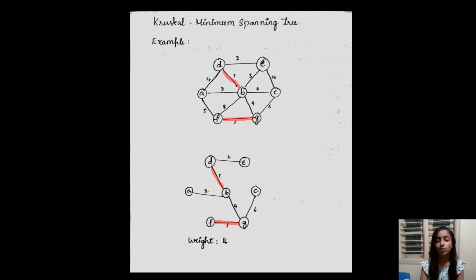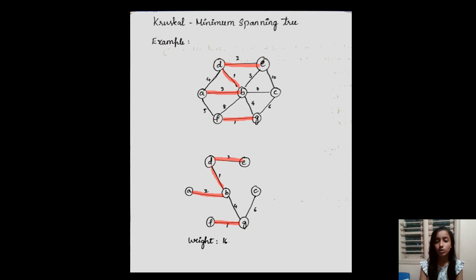The next minimum value is 2. Where all do we have 2? D to E is 2 and A to B is 2. We'll consider these two values also because it is not forming a cycle, and we'll draw it in the minimum spanning tree. A to B and D to E.